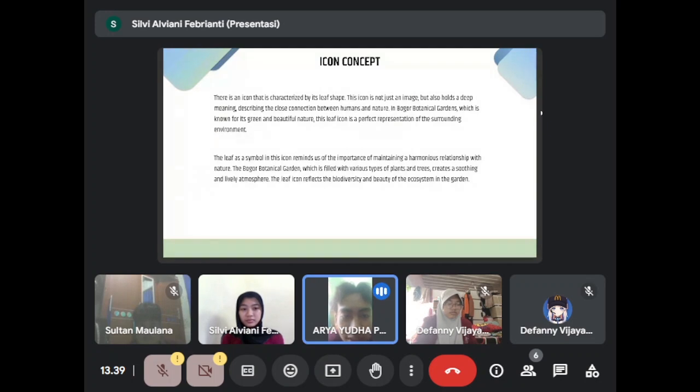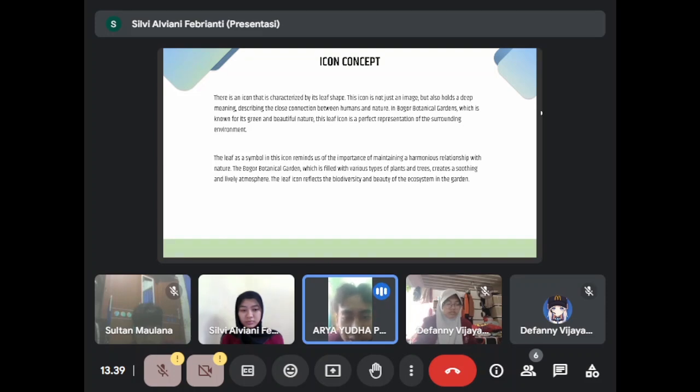Icon concept. There is an icon that is characterized by its leaf shape. This icon is not just an image, but also holds a deep meaning, describing the close connection between humans and nature. In Bogor Botanical Garden, which is known for its green and beautiful nature, this leaf icon is a perfect representation of the surrounding environment.